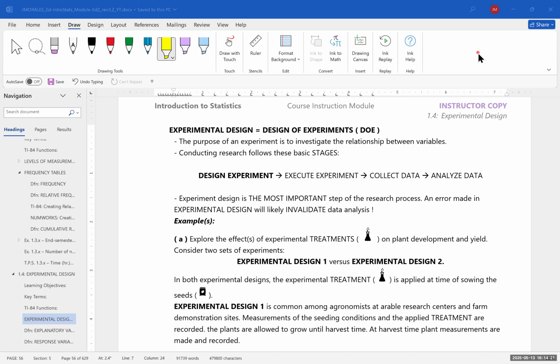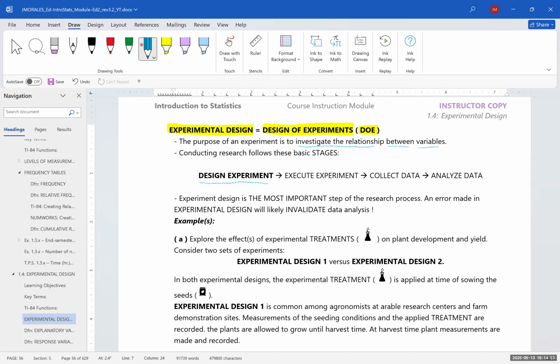All right, section 1.4 is about experimental design. And another way of saying experimental design is design of experiments, or DOE for short. So the purpose of an experiment is to investigate the relationship between variables. And so to do this, you conduct research and you follow these basic stages.